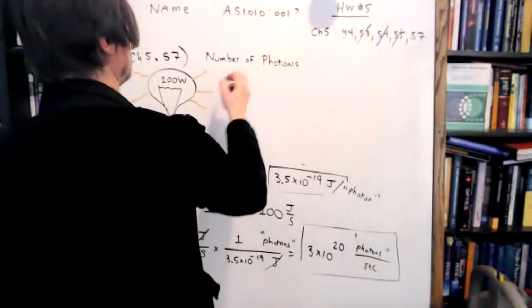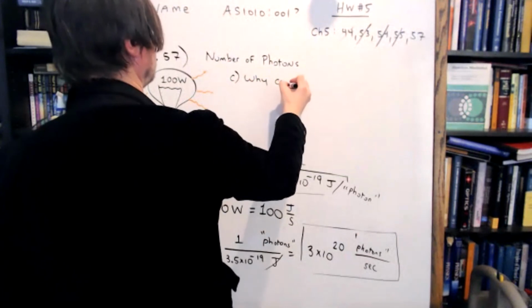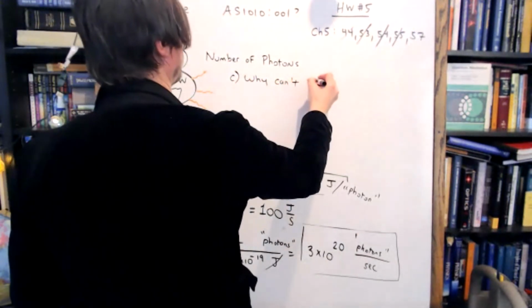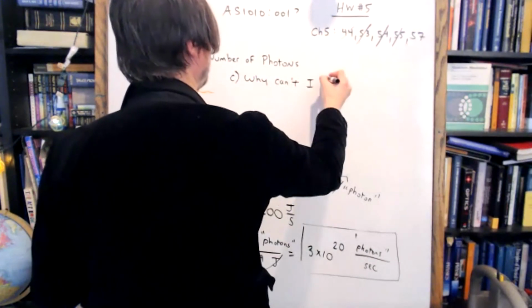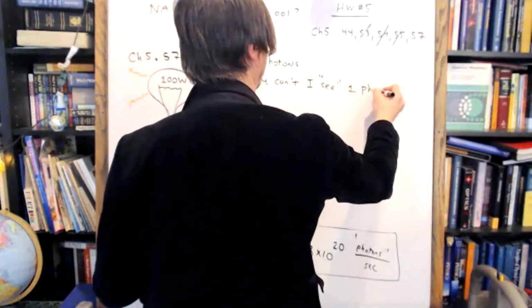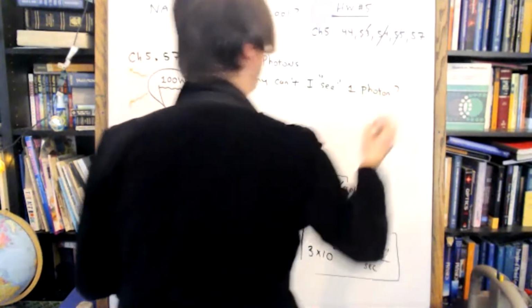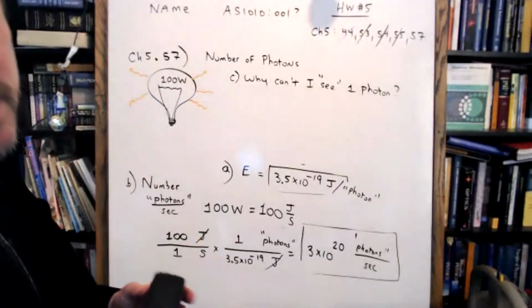Based on your answer to part B, explain why we don't notice the particle nature of light in our everyday lives. In other words, the question is, why can't I see one photon? Why can't I see an individual photon? Anyone want to throw out or suggest a reason?